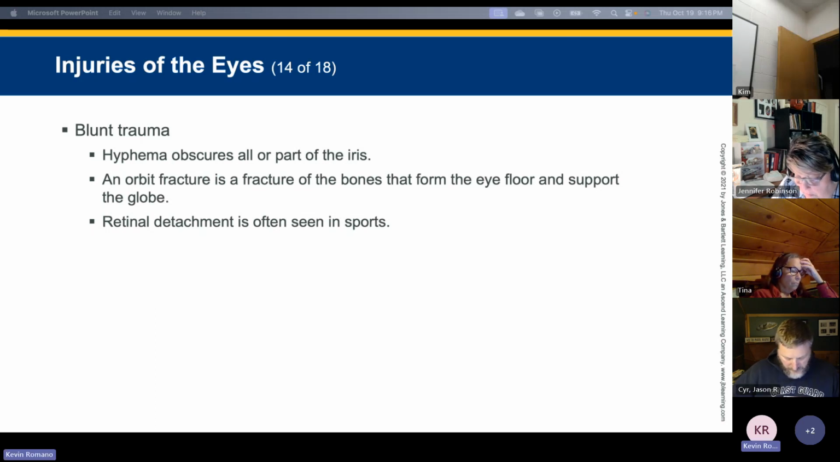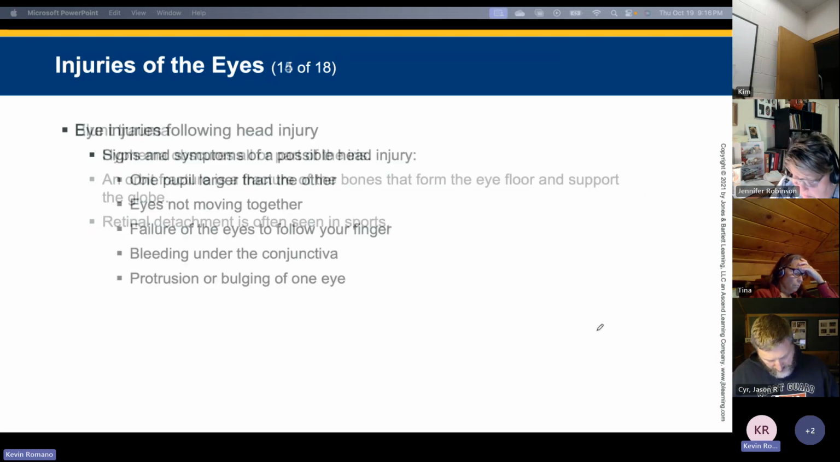The other thing here is blunt trauma, which can produce a hyphema, where blood obscures parts of the iris. An orbital fracture is a fracture of the bones that form the eye floor and support the globe. That's the orbit around it. Retinal detachment is often seen in sports as well.